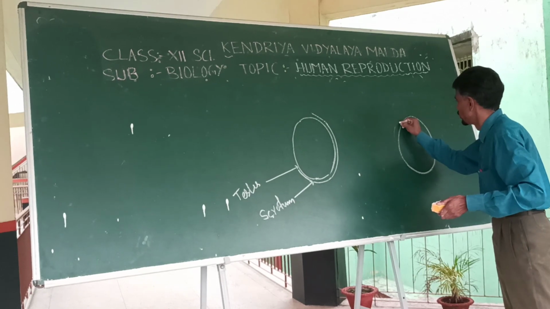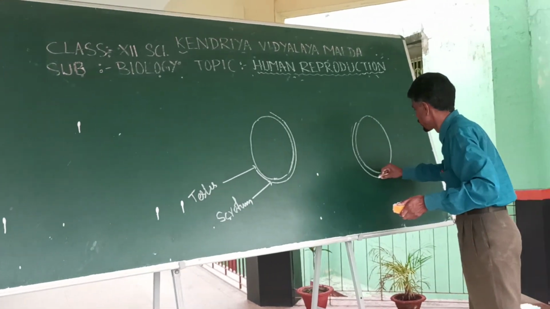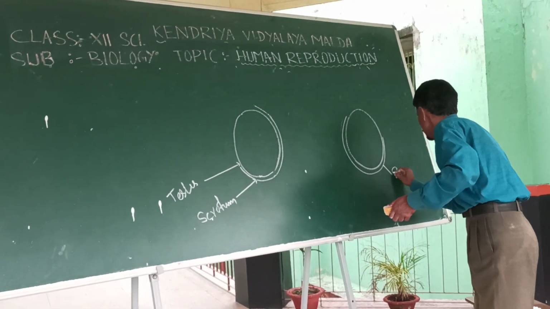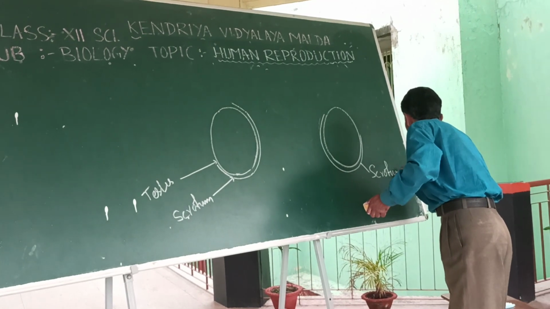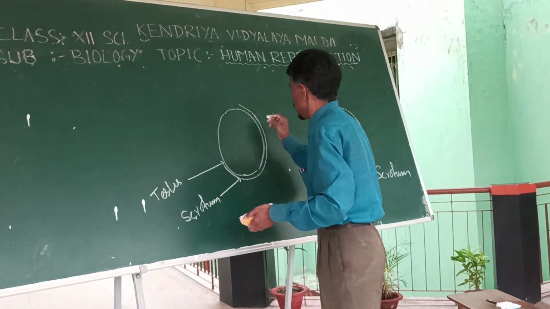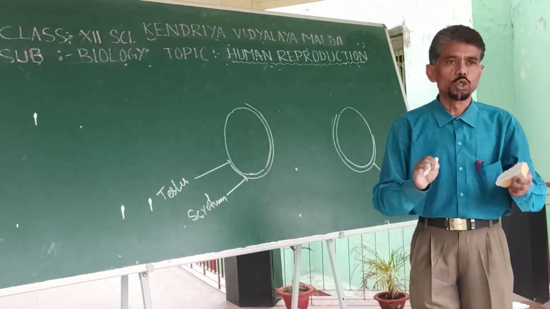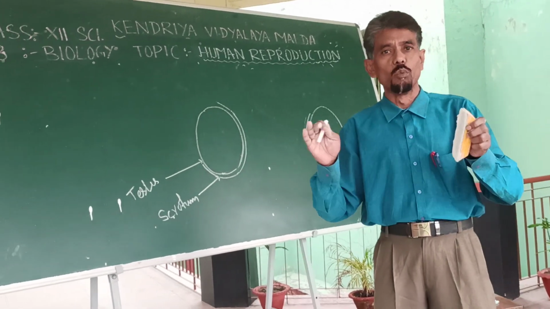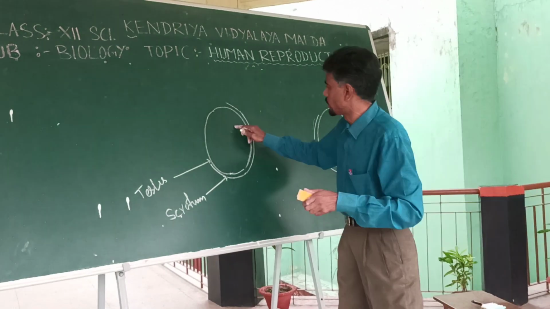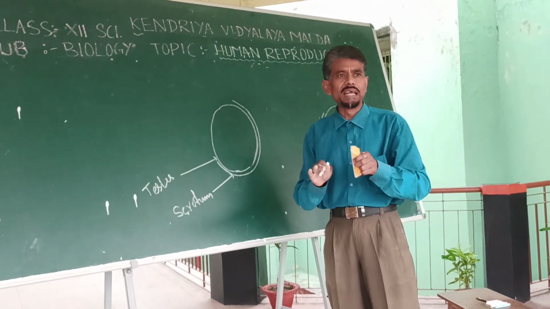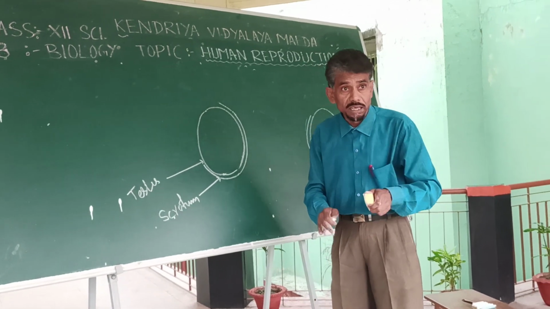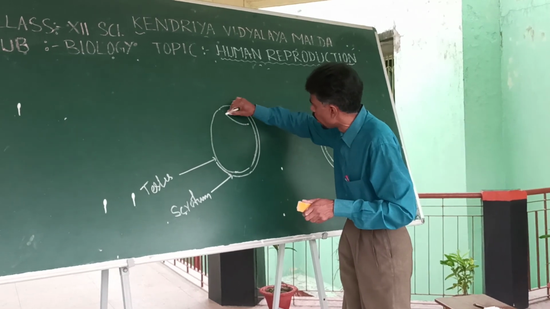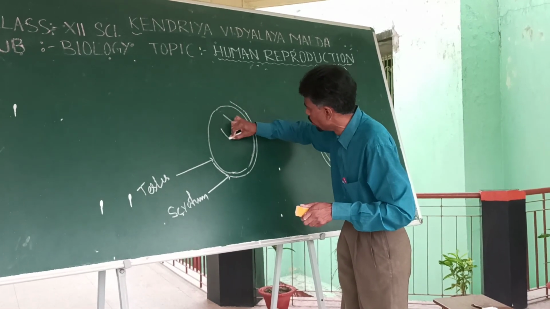So here also, this is the scrotum. It will cover the entire testis. Now, each testis is almost 2 to 5 centimeter in length and 2 to 3 centimeter wide. Each testis has around 250 compartments. These compartments of testis are called testicular lobule.